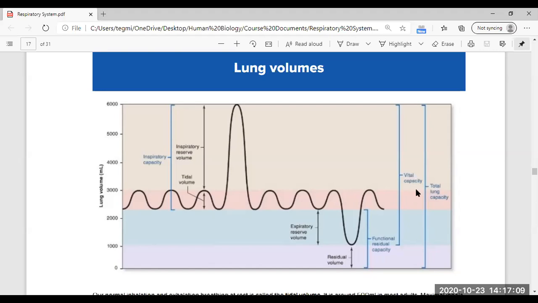To know the amount of vital capacity, first you breathe out as much as you could. You are at this point now, and then you inhale as much as your lungs could carry. That's vital capacity. Total lung capacity is everything that your lungs could carry. That means vital capacity plus the residual volume gives you the total lung capacity. That's all about the lung capacity.